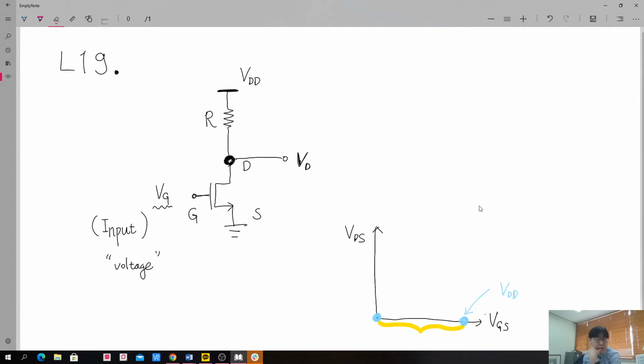So the simplest one would be the case where we have just 0 gate voltage. Think about this one. Now we have 0 gate voltage, equal to 0 volt. Then what will happen to this system?